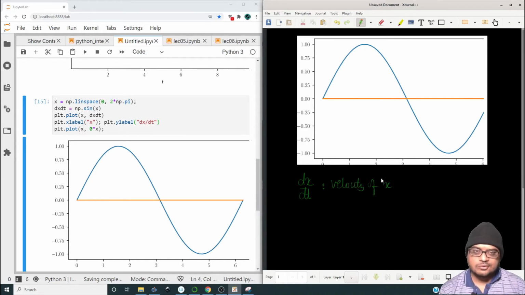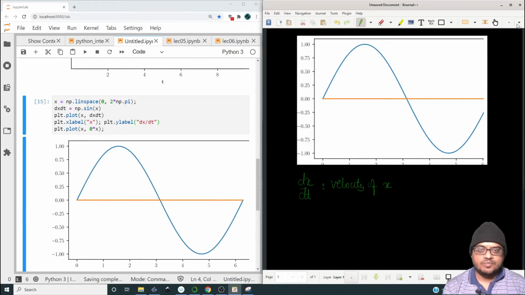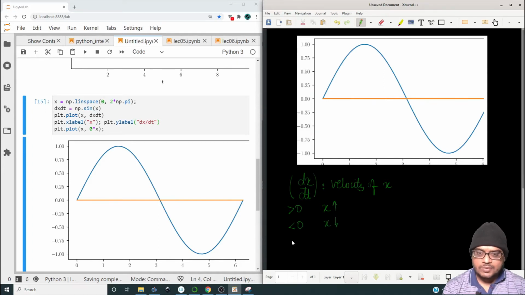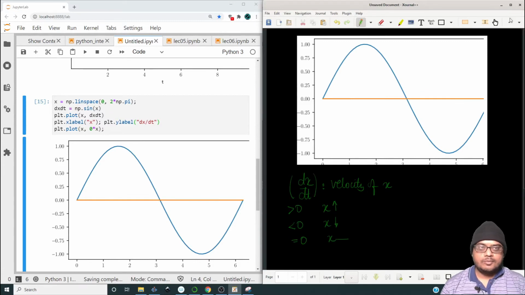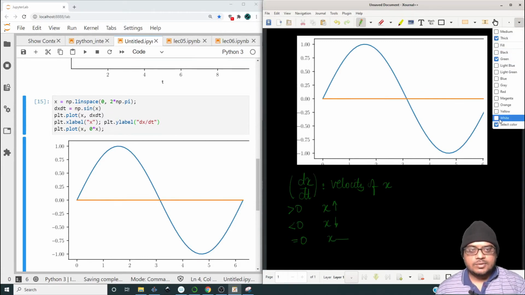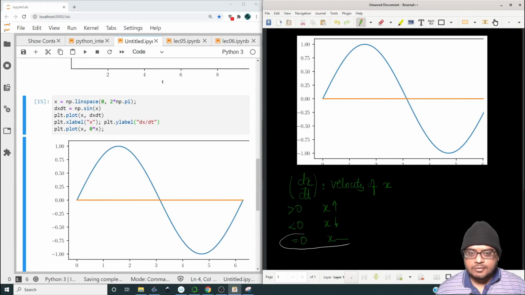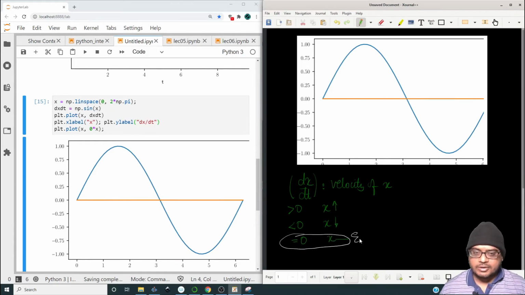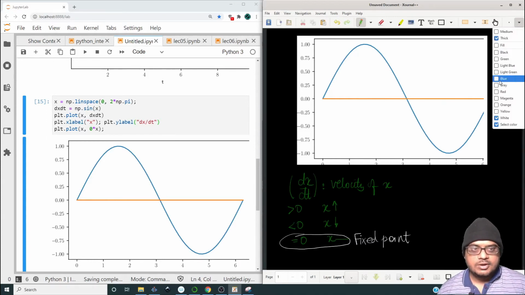If we consider x to be somewhere on the axis, when dx/dt is greater than 0, it would mean the value of x would increase in time. When it is negative, it would mean x would reduce in time. And when dx/dt is equal to 0, it means x would not change. So this point where dx/dt equals 0 is called a fixed point, because the value of x does not change.